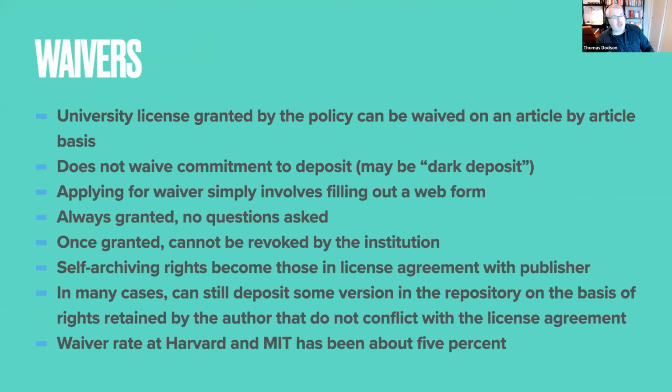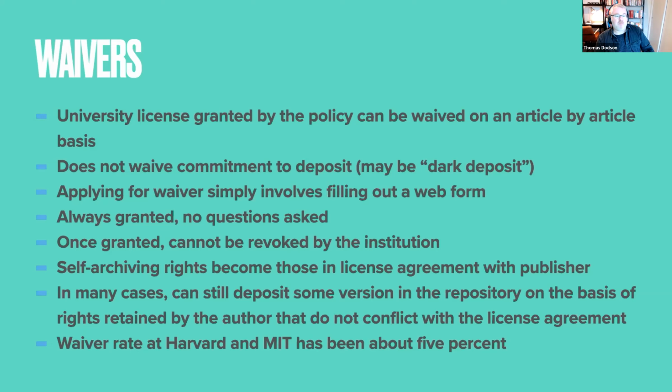So the waiver thing, we get a lot of questions about that as well. The university license granted by the policy can be waived, but only on an article by article basis. The faculty member can't get a blanket, a global waiver of the policy for all future articles. It has to be on an article by article basis. And even when that waiver is granted, it doesn't waive the author's commitment to give us the metadata and allow us to place the file in the repository under dark deposit, which is to say the file is there, it's in the repository, but we don't make it available for folks to download or access.